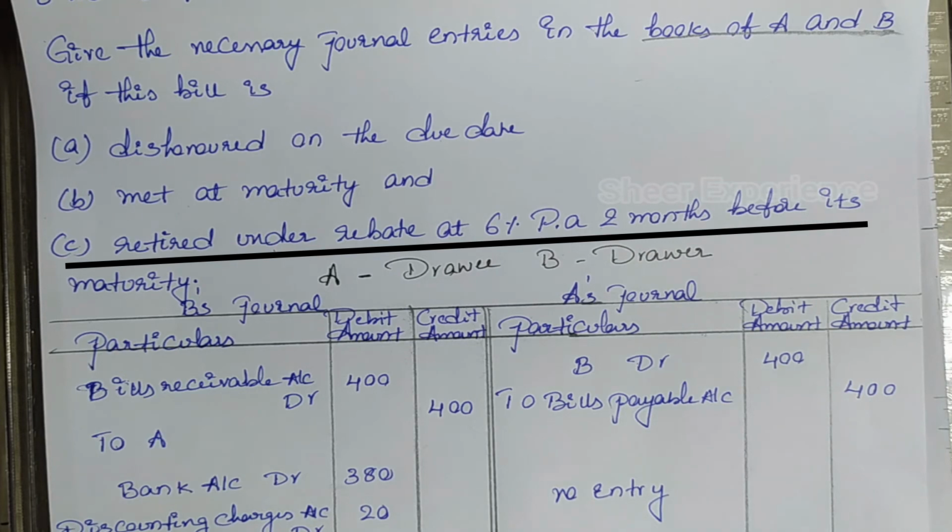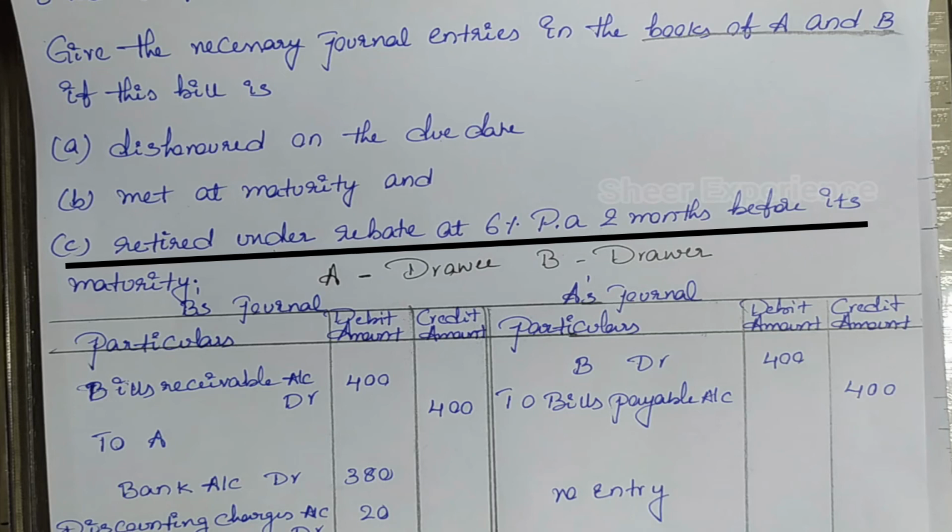Our next scenario is retired under rebate at 6% per annum 2 months before its maturity. Retiring the bill means whenever the drawee has sufficient funds to repay the bill amount, he can pay it before the due date. In this scenario, A has paid the bill amount 2 months before the maturity or due date.